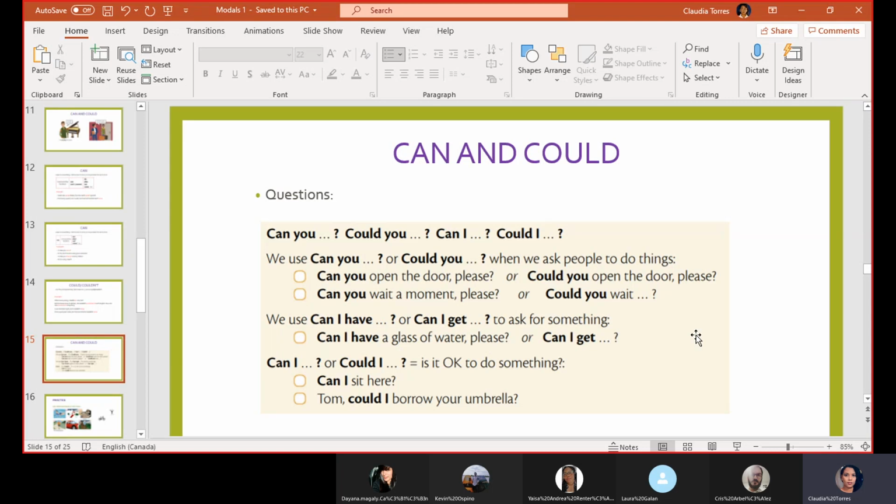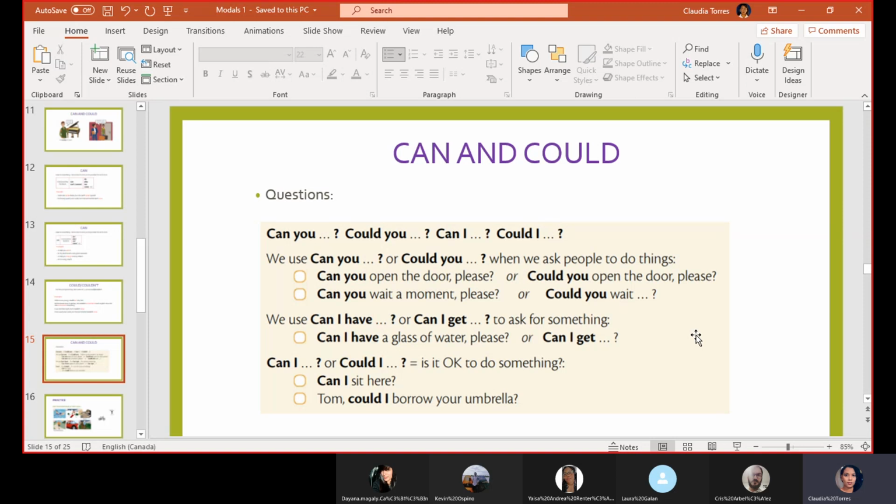And then we use can I have or can I get? These ones are usually for when you're asking for something at the restaurant, when you're asking for food. So you say, can I have a glass of water, please? Can I get a sandwich? And the last one, can I or could I? So it is okay to do something. Can I sit here? And this one is more for permission. Tom, could I borrow your umbrella?